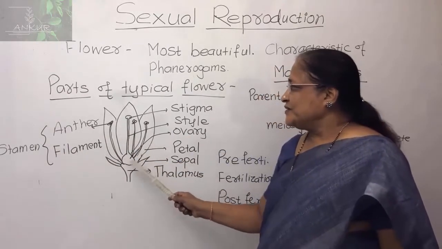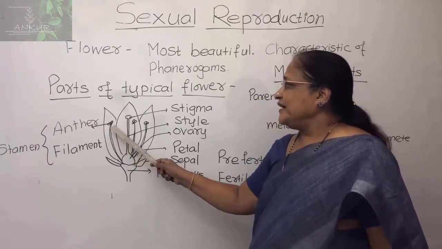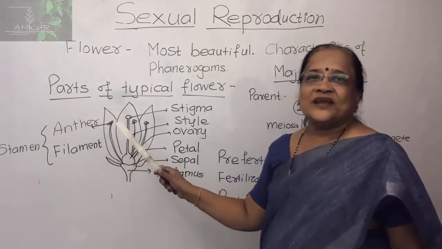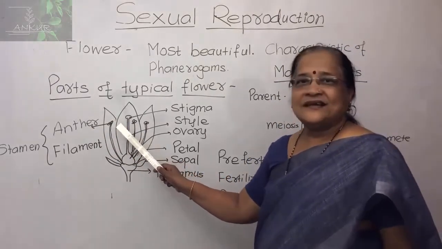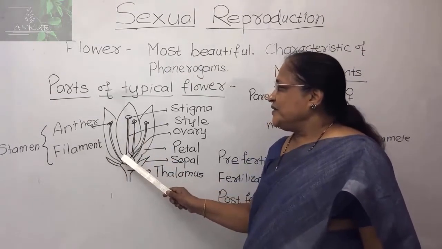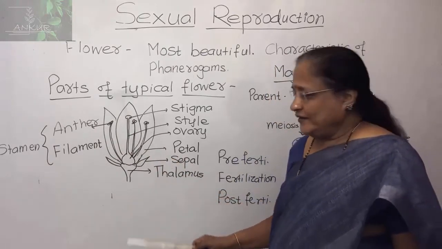This stamen includes a filament structure which is long, and at the tip it has the anther, and in this anther we get the pollen grains after maturity. So this stamen, including filament and anther, is the male reproductive part of the flower.